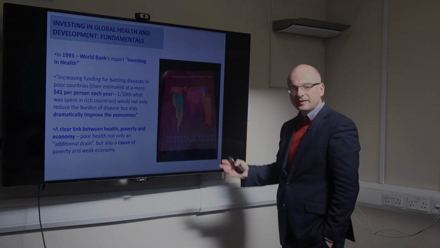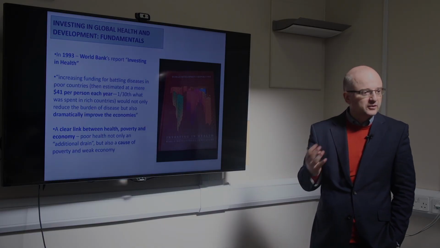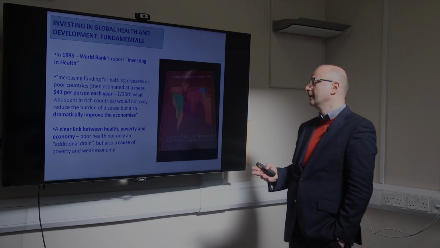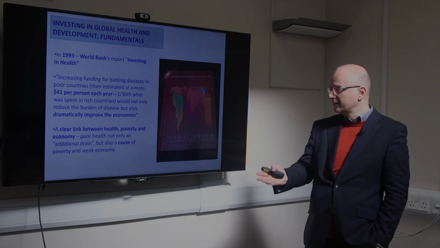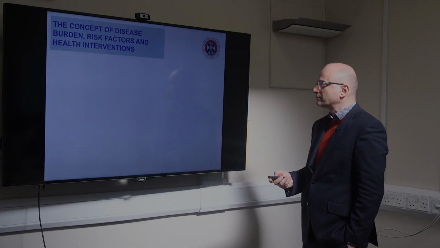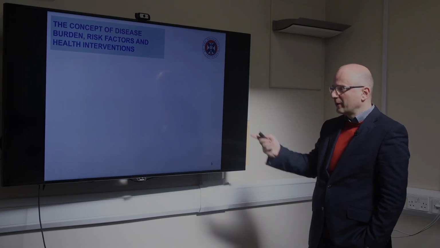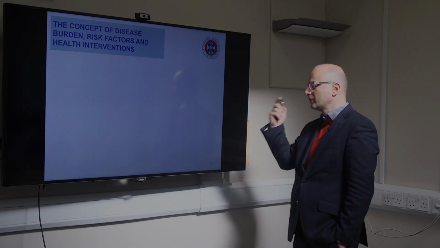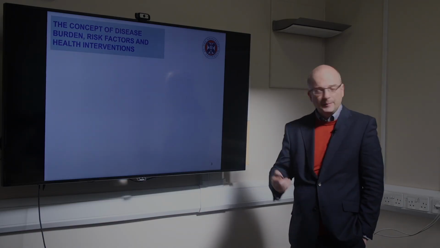So as a result of this book, I think a lot of people started thinking about cost effectiveness concept in global health and intervention planning, and what is a good value for money and what is not such a good value for money. Now, in order to prioritize interventions, you do need to acquire some concepts that come from really epidemiology.